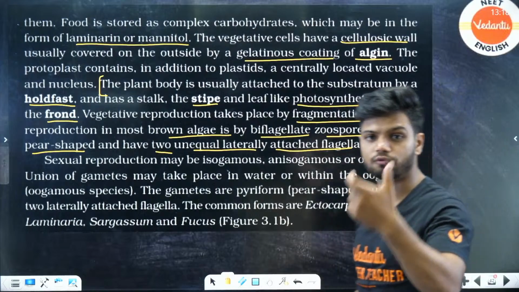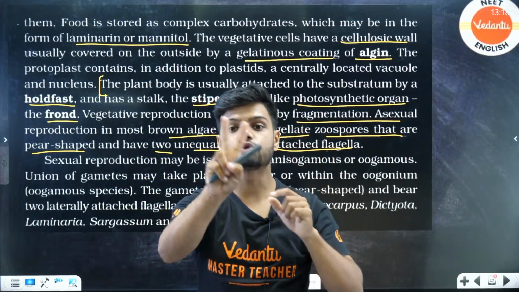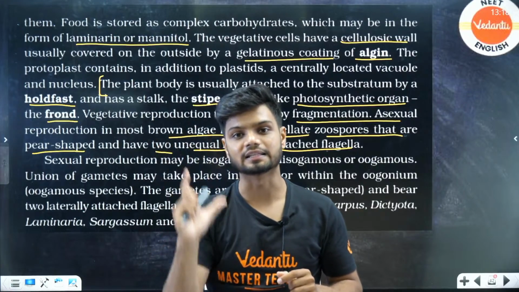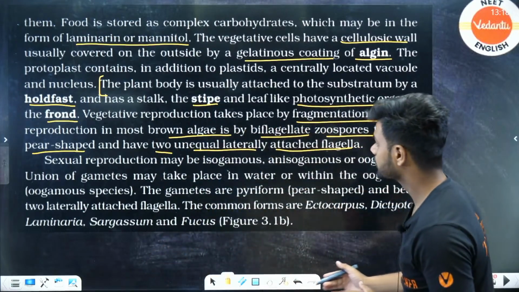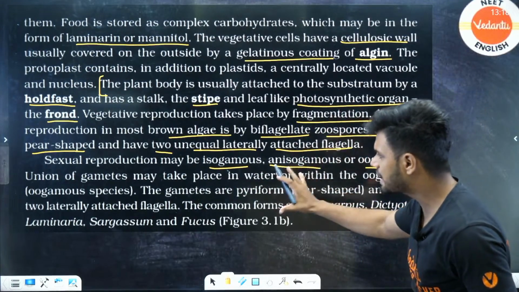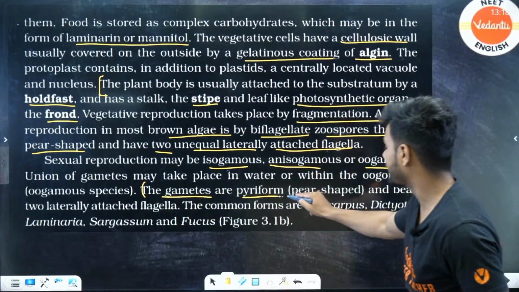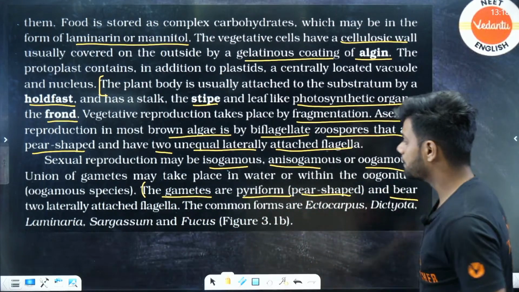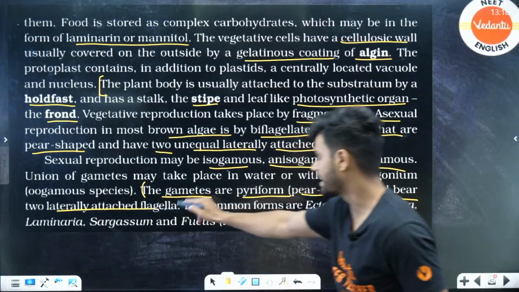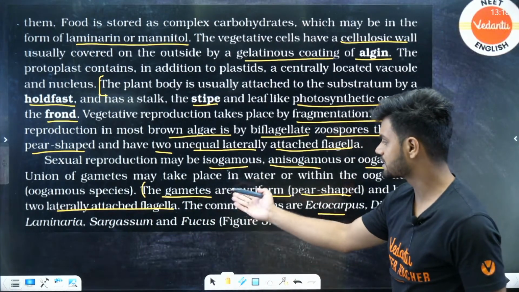See, in the case of your chlorophyceae, it is going to be apical, equal, and 2 to 18 in number. 2 to 18 number. Remember that. Then we have sexual reproduction by isogamous, anisogamous, and oogamous. Examples? See, it's given. The gametes are pyriform, pear-shaped, and bear two lateral attached flagella. Commonly found in ectocarpus, dictyota, laminaria, sargassum, and fucus.